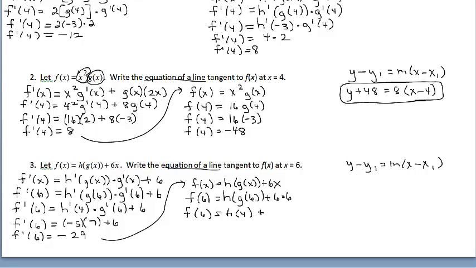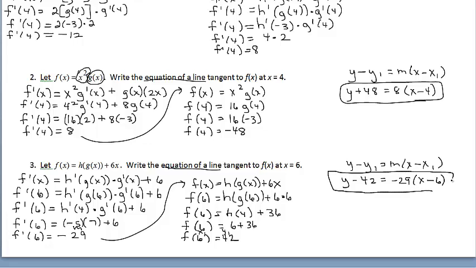I still need to find h of 4. I'll go ahead and multiply here. Let's see, h of 4 is 6. So this becomes 6, and I'm going to add 36. So this is 42. So this is your x sub 1, this is your y sub 1, and this is your slope value. And we've completed the request of writing the equation of the tangent line.